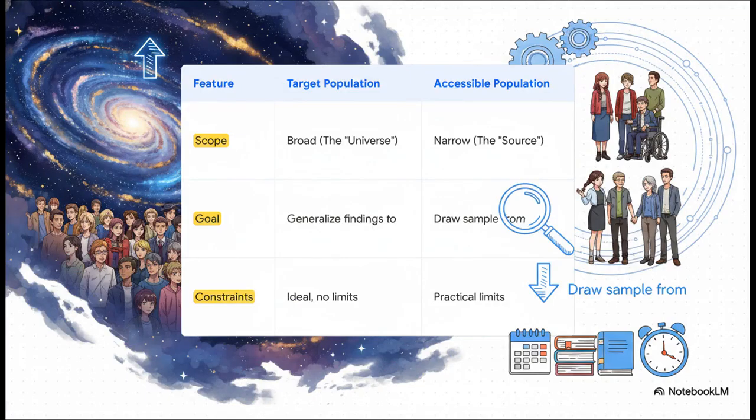This table here really just lays it all out. Look at the scope. The target population is that broad, theoretical universe, while the accessible one is the narrow, practical source. And their goals are totally different. We want to apply our findings to the target group, but we have to pick our participants from the accessible group. And why? Because of those real-world constraints: time, money, and access.